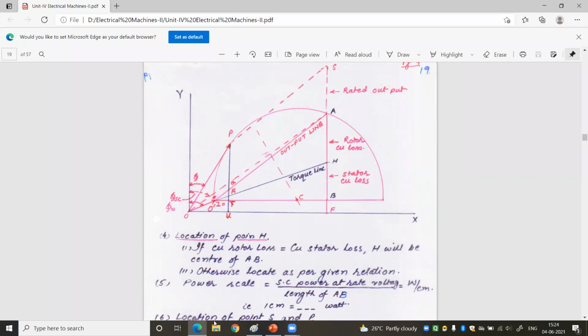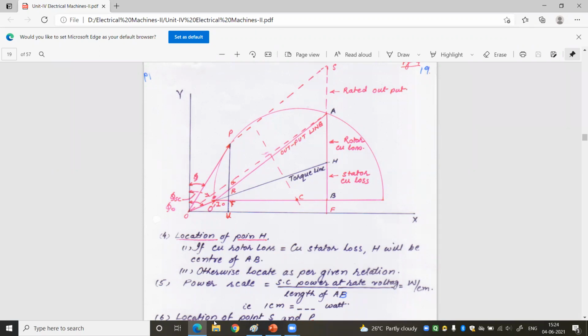Join P to the origin O. This length O to P is the full load current, and the angle subtended between the y-axis and P is the full load power factor angle. Now the location of point H is defined as follows: if the rotor copper losses are equal to the stator copper losses at standstill, H will be the center. Otherwise, as per the given relation.